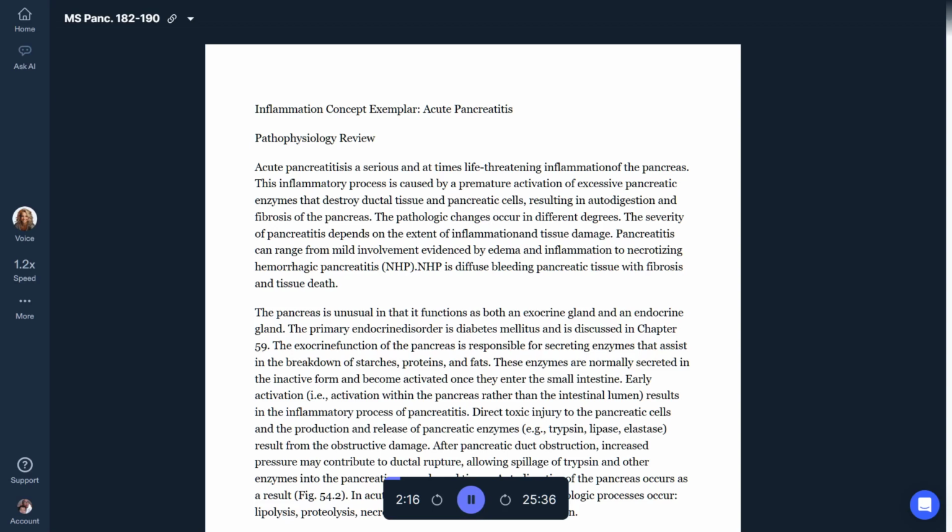Figure 54-2. The process of autodigestion in acute pancreatitis. Complications of acute pancreatitis. Acute pancreatitis may result in severe, life-threatening complications. Jaundice occurs from swelling of the head of the pancreas, which slows bile flow through the common bile duct. The bile duct may also be compressed by calculi or a pancreatic pseudocyst. The resulting total bile flow obstruction causes severe jaundice.